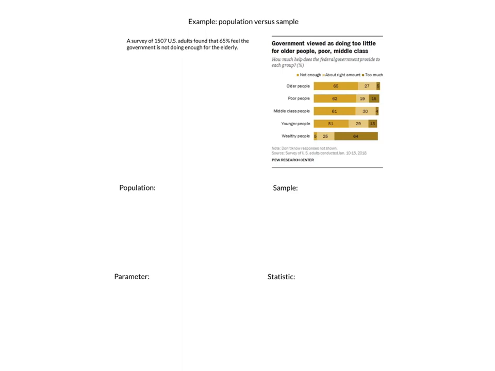In this example, we're going to be looking at populations versus sample and parameters versus statistics, specifically identifying these within an actual example. The data we're looking at here comes from the Pew Research Center, and we've got it in a table on the right side and then just a statement on the top left. We see that a survey of 1,507 U.S. adults found that 65% feel the government is not doing enough for the elderly.